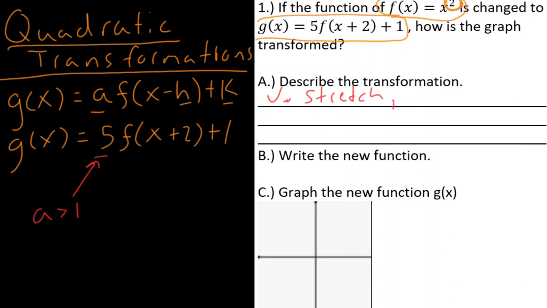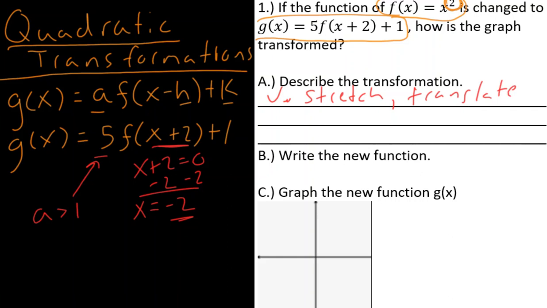We have a vertical stretch, comma. I look inside the function. I look at this x plus 2. Recall, we always set what's inside the function equal to 0. And what gets rid of plus 2? Well, that's minus 2 and minus 2. And so x equals negative 2. So negative 2 is going to send me to the left 2. We're going to say that it translates or shifts the graph to the left 2. I prefer the word shift, but you're going to be tested. You're going to want to use this word translates.